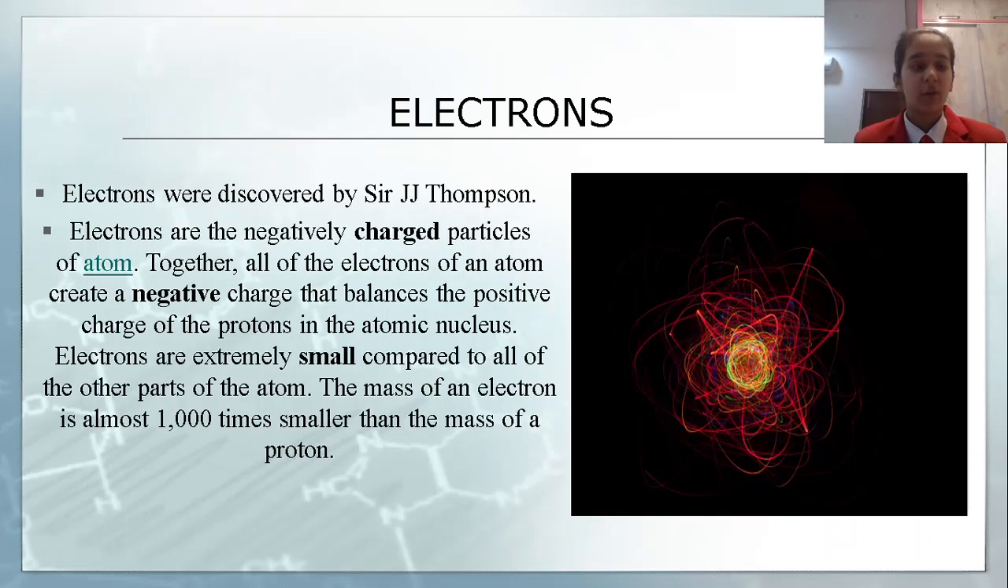Here are the electrons. Electrons were discovered by Sir J.J. Thomson. These are the negatively charged particles of an atom. Together, all the electrons of an atom create the negative charge that balances the positively charged protons in the atomic nucleus. Electrons are extremely small as compared to protons, as they are 1,000 times smaller than protons in mass.